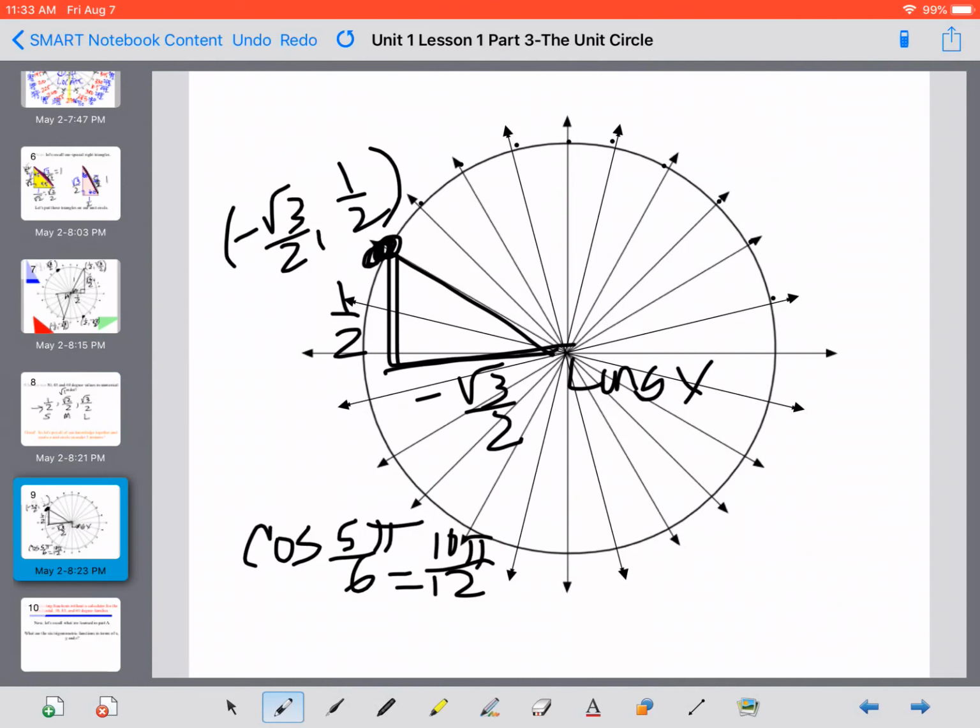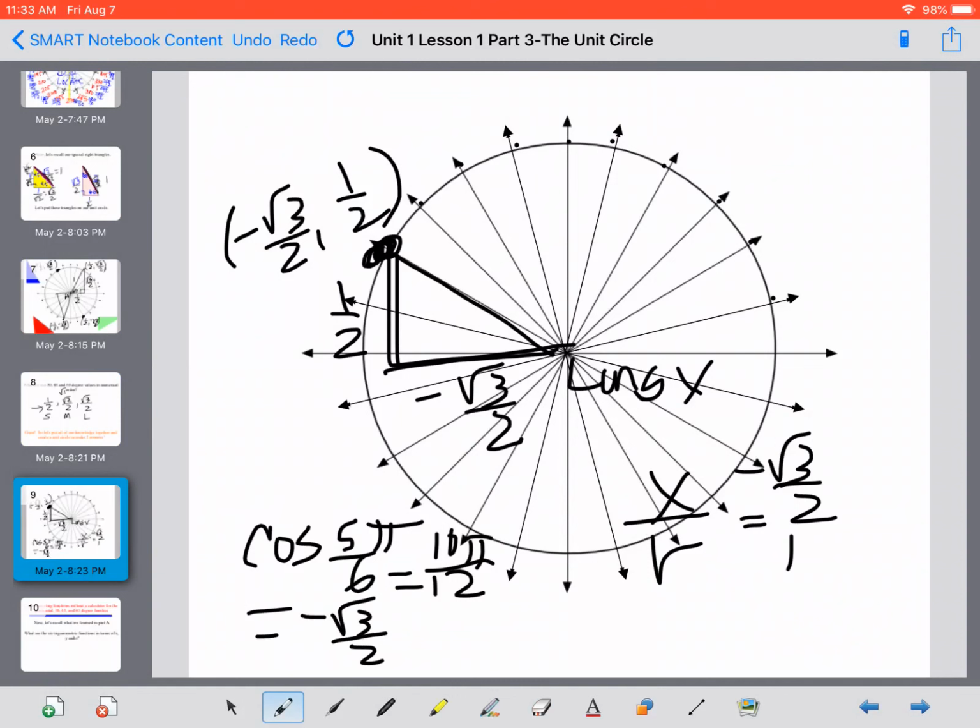Cosine is defined as y over r. Our r is always, I have a mistake. Let me go back. My cosine is defined as x over r. We know that your r is always 1. My x value is negative root 3 over 2. So the cosine of 5 pi over 6 is negative root 3 over 2.